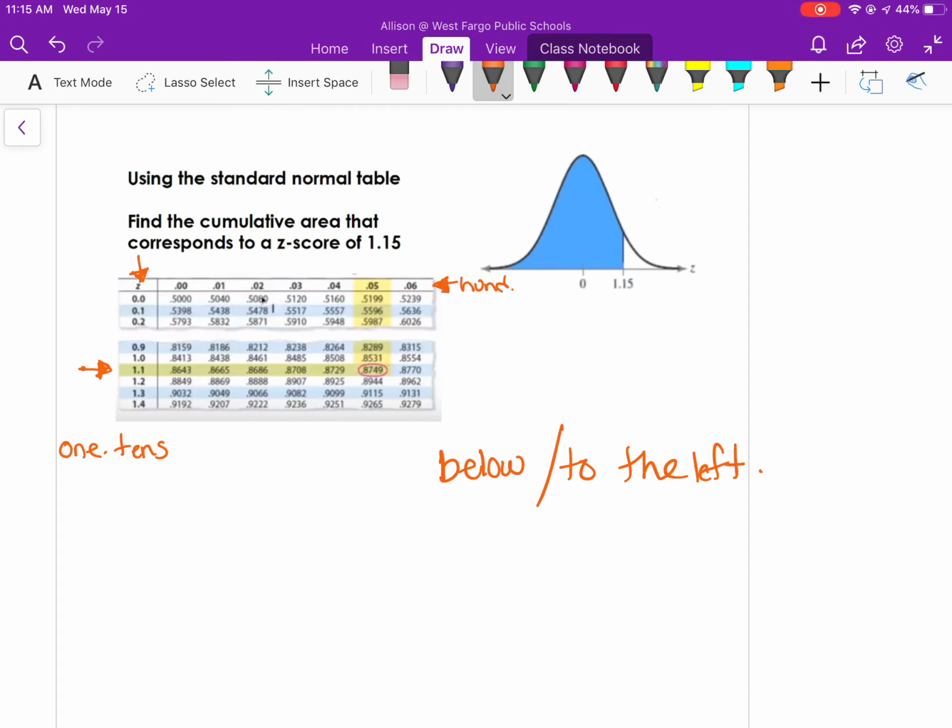And so 0.8749 is the decimal that corresponds to a z-score of 1.15. So that means that there is 87.49% of the data below 1.15 standard deviations away from the average. So that's how we can use a z-score when we don't have an exact percent.